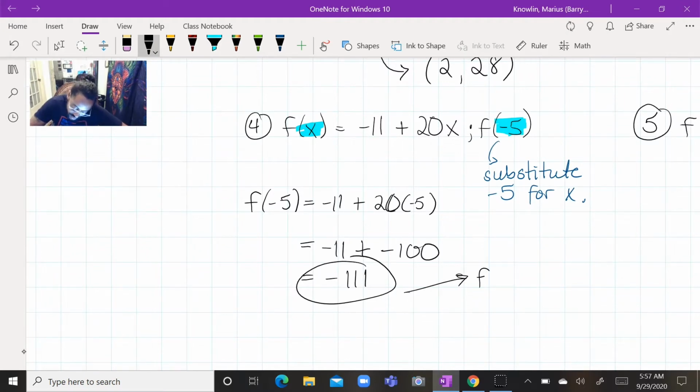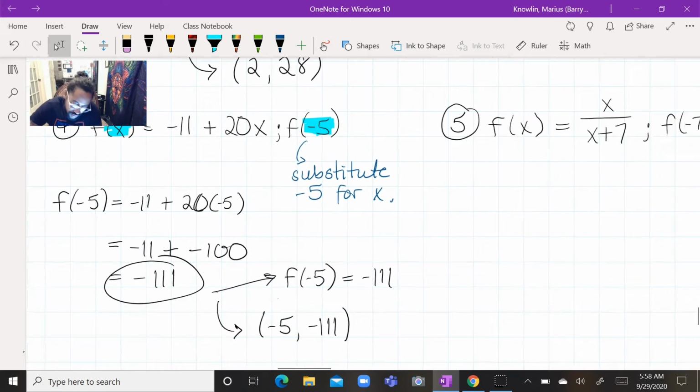We could circle that, and then we could write our answer in a few different ways. You could see it as f of negative 5 equals negative 111, or you could see it as an ordered pair, a point where x is negative 5 and y is negative 111. Okay.